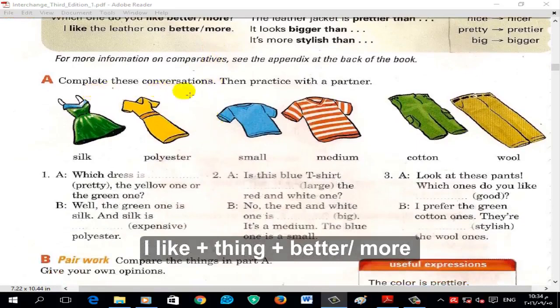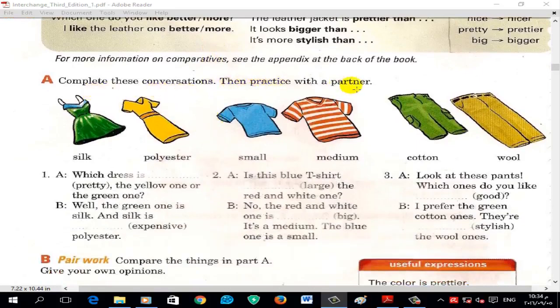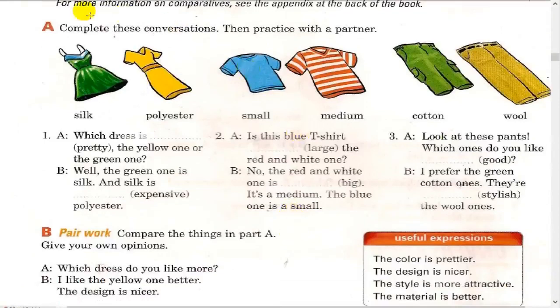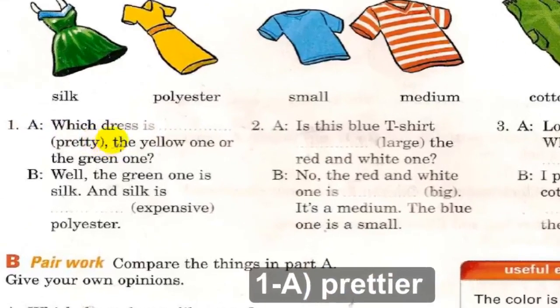Here we complete this conversation, then we practice with a partner. You have here different clothes: silk, polyester, small, medium, cotton, wool. Make the comparison. Compare one with one. You compare between two. This is comparison, not superlative. The answers. One, A. Which dress is prettier? Prettier. Cross out Y. Put IER. Delete Y and put IER. Which dress is prettier? The yellow one or the green one?